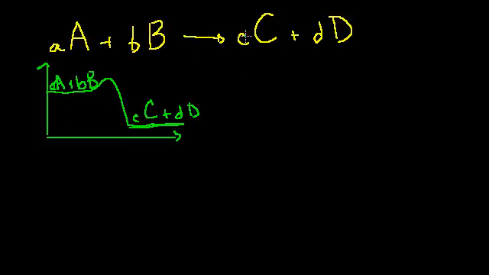So if you came back and looked at this, if you had enough of A and B, you'll just be sitting with molecules of C and D. It'll only go in this direction. But that's not how it happens in reality. Well, it sometimes happens like this in reality, where the reaction can only go in one direction. But in a lot of cases, the reaction can actually go in both directions.